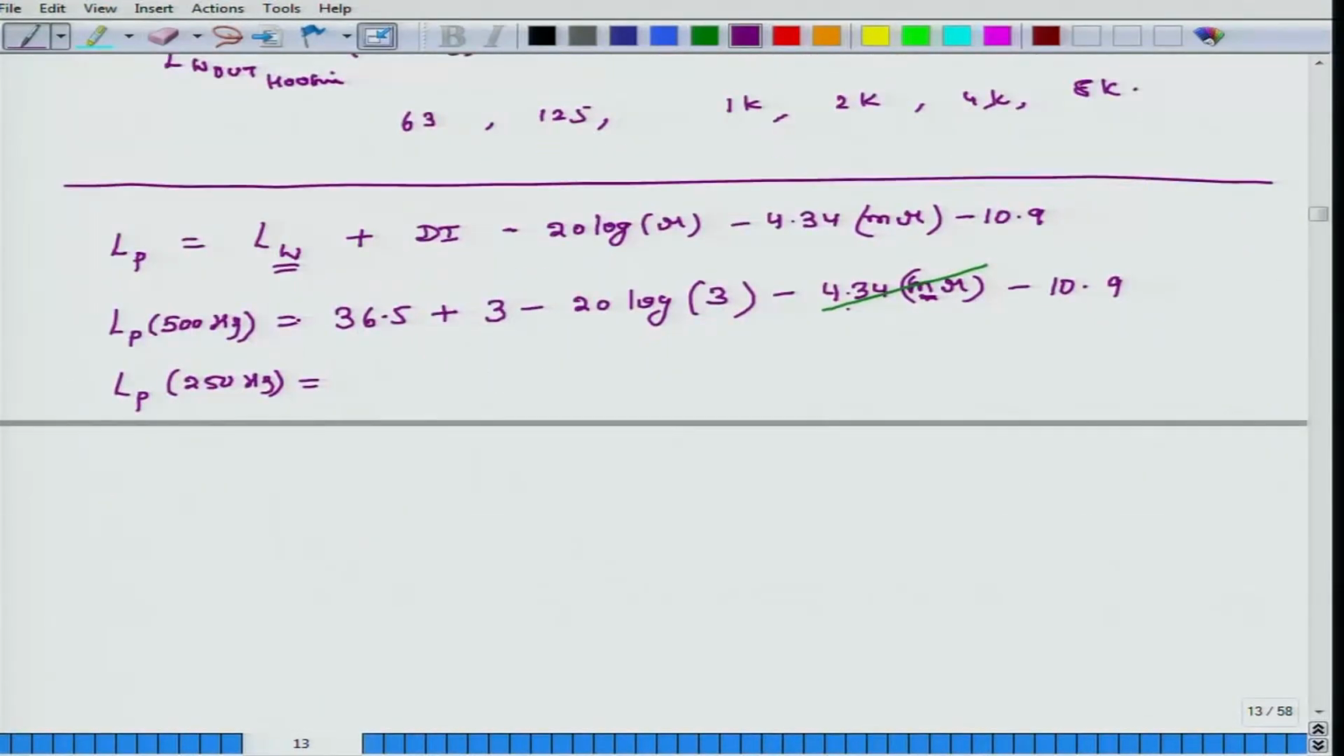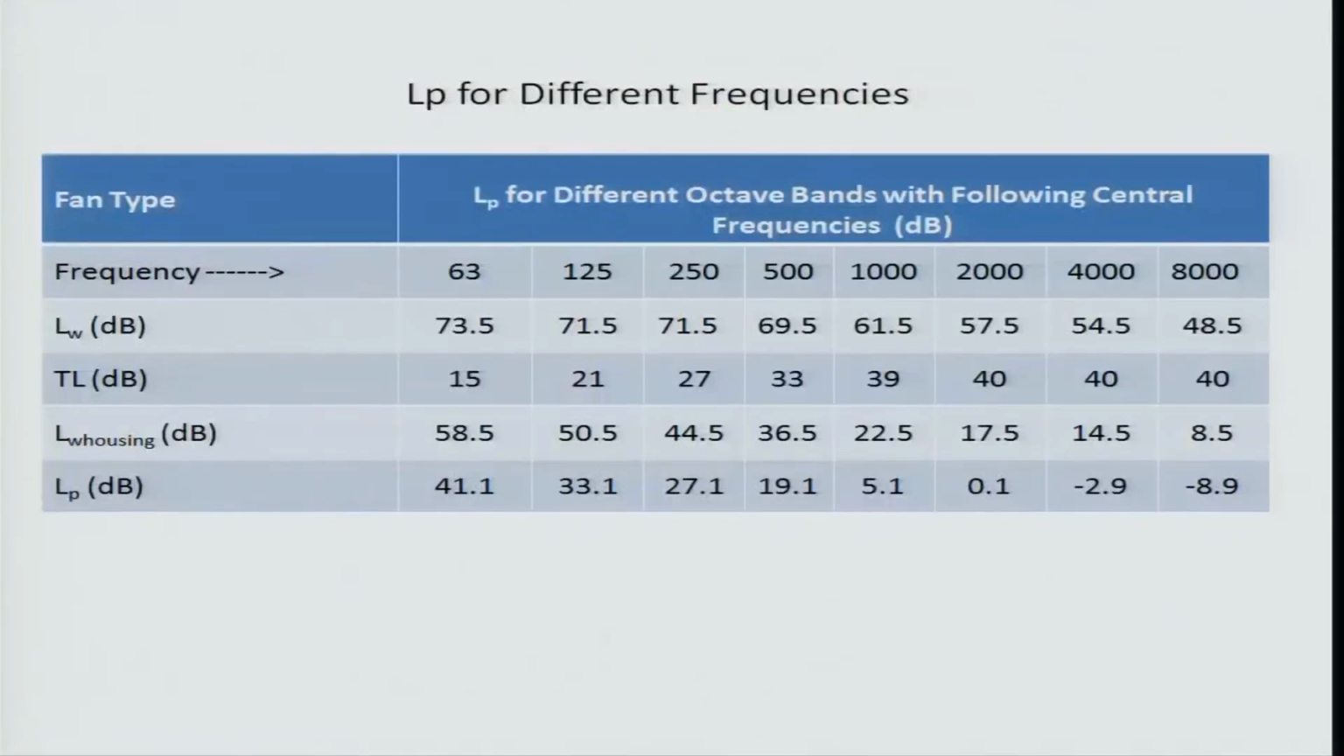It is 44.5, 44.5 dB plus 3 decibels due to directivity index minus 20 log 3 minus this is neglected, 10.9. And similarly I have to do this computation for all the frequencies. So, now I will show the results for all the frequencies. So, these are the different frequencies.